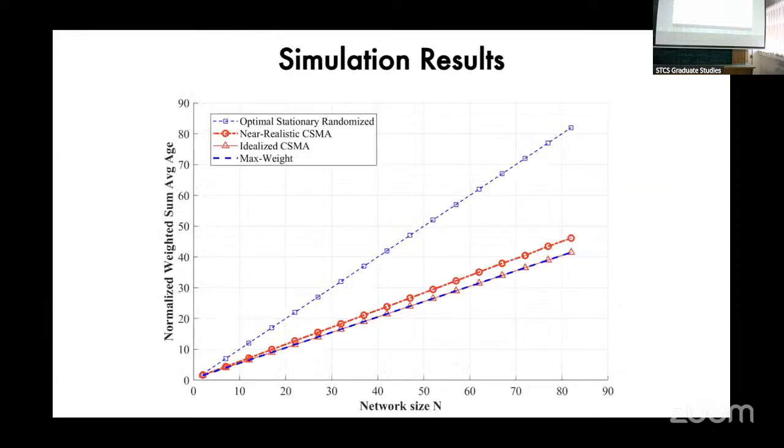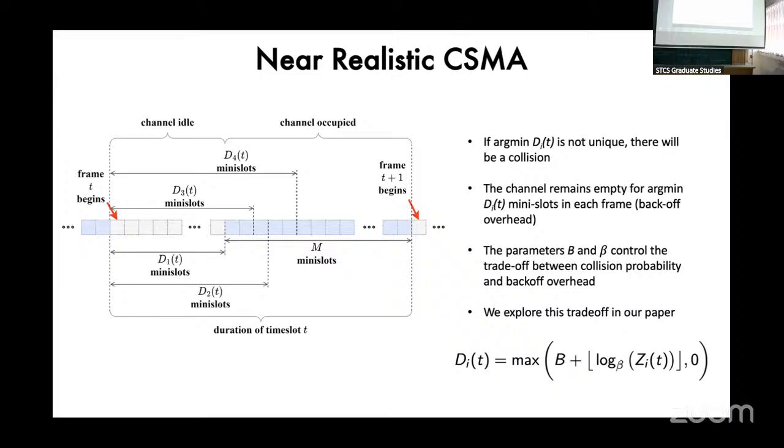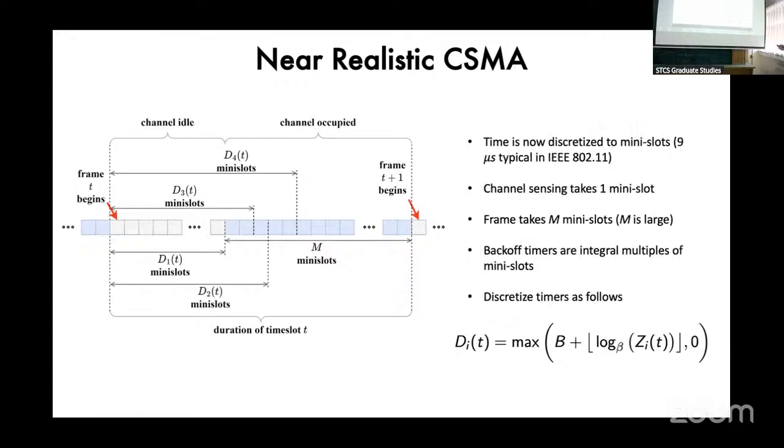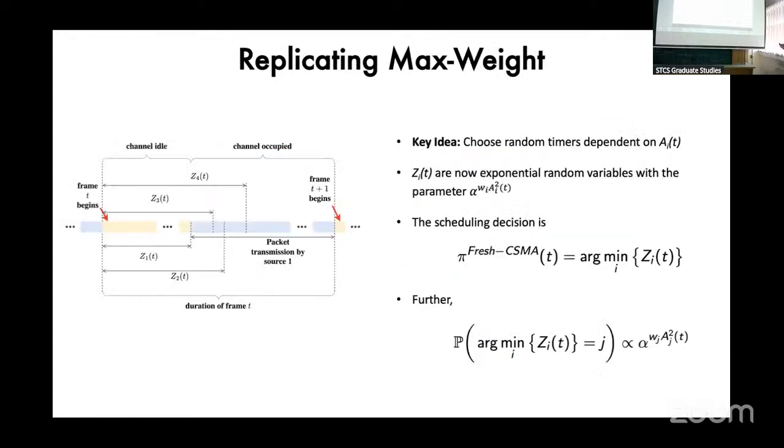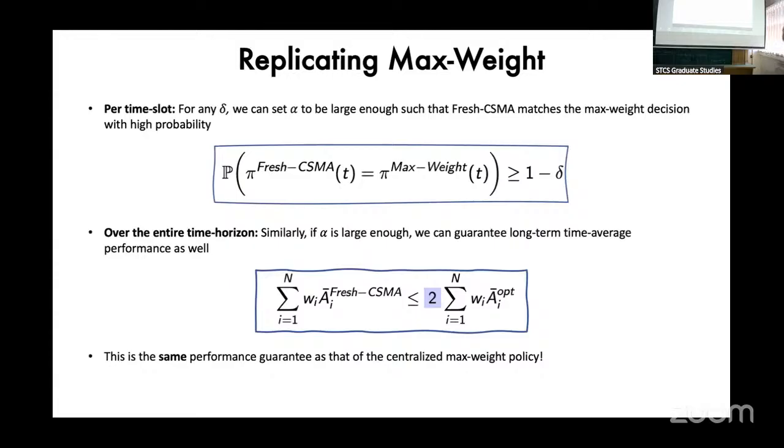So which parameters alpha, B, and beta, what do they depend on? We show, for example, that for this slide, both of these results depend on alpha being large. I say if alpha is large enough, these two results hold. I kind of hid what the dependence on N is.